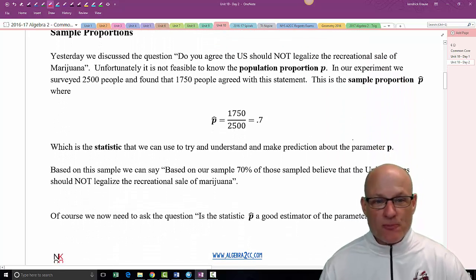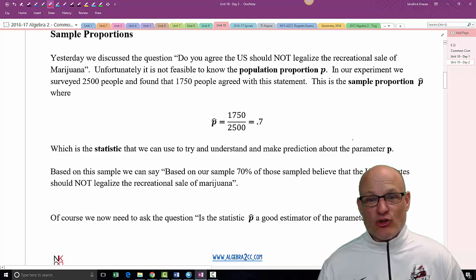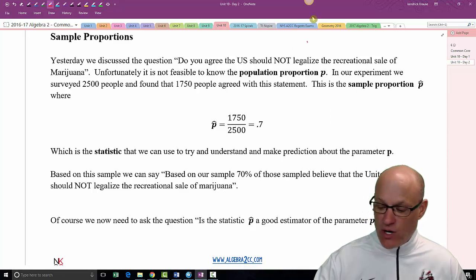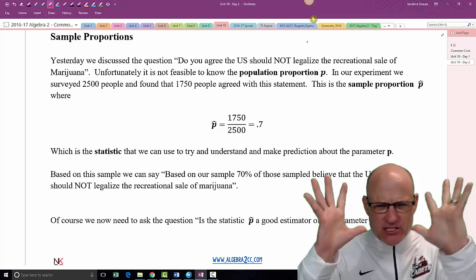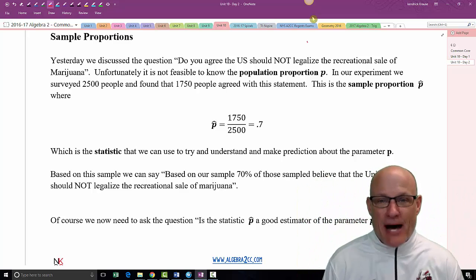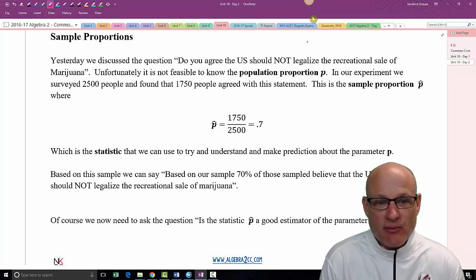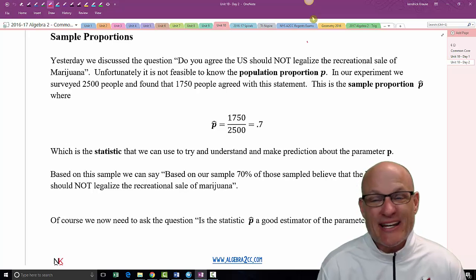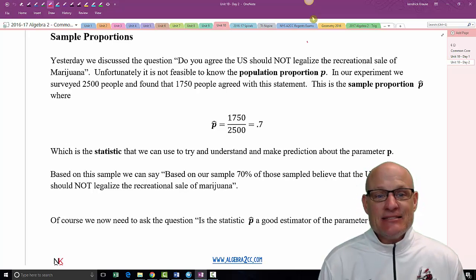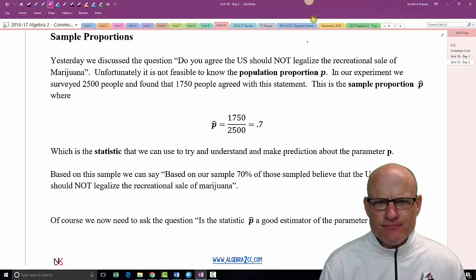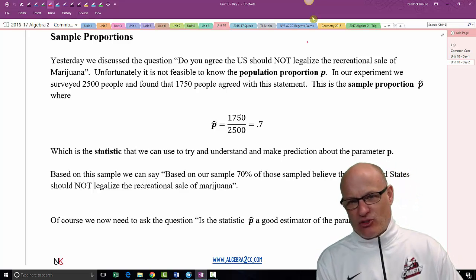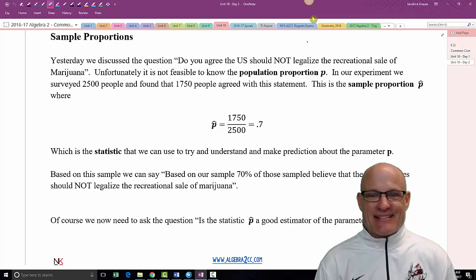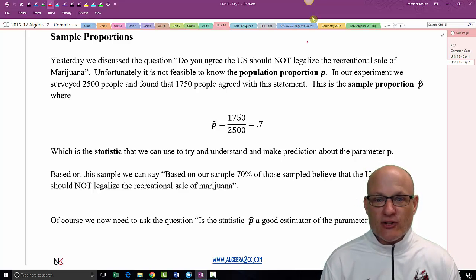So yesterday we talked about this one underlying question. Do you agree the U.S. should not legalize the recreational sale of marijuana, as Canada just did? Unfortunately, it's not feasible to know what the population was. Remember yesterday, we said, hey, let's say the population proportion is in fact 0.7. Well, where did we come up with that from? Would we just kind of make that up? I don't know where we came from with that. So here's how we're going to deal with this if we don't really know what it is.